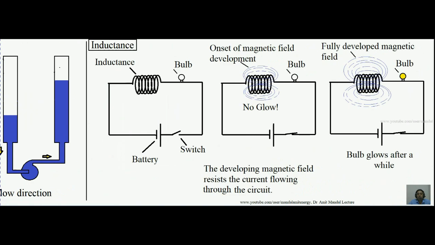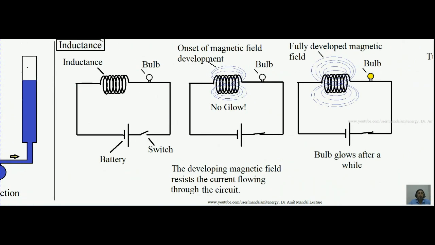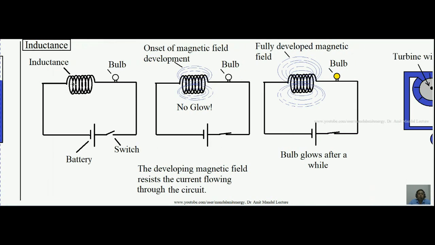Okay, now we will understand the concept of inductance. You can see that this is an inductance. Inductance is nothing but a coiled wire. You can see this is a coil of wire, and by this experiment I am demonstrating it. So this is an inductance, a coiled wire, and this is the bulb, and this is the battery, this is the switch.